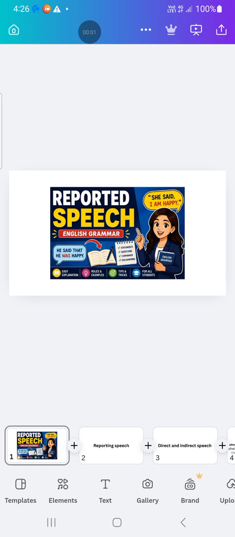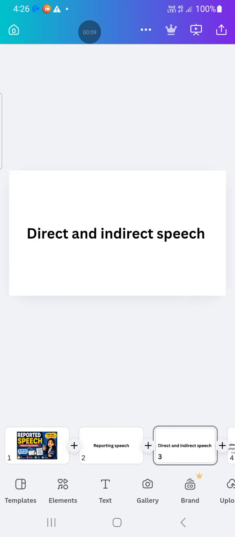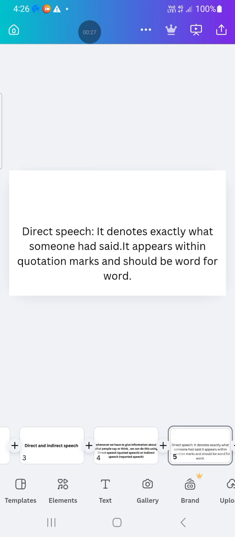Students, today we are going to learn reported speech. So let's start reported speech, direct and indirect speech. Whenever we have to give information about what people say or think, we can do this using direct speech, that is quoted speech, which is in double inverted commas, or indirect speech, that is reported speech.